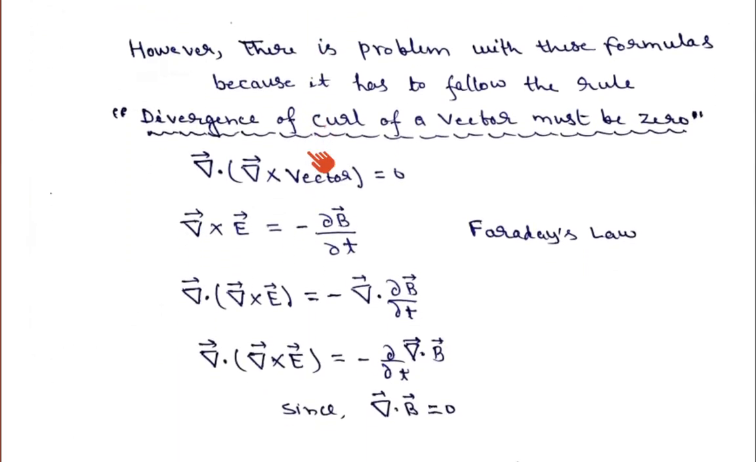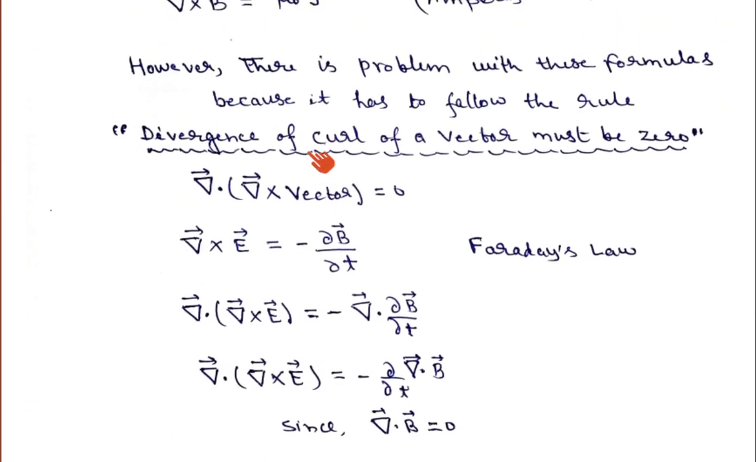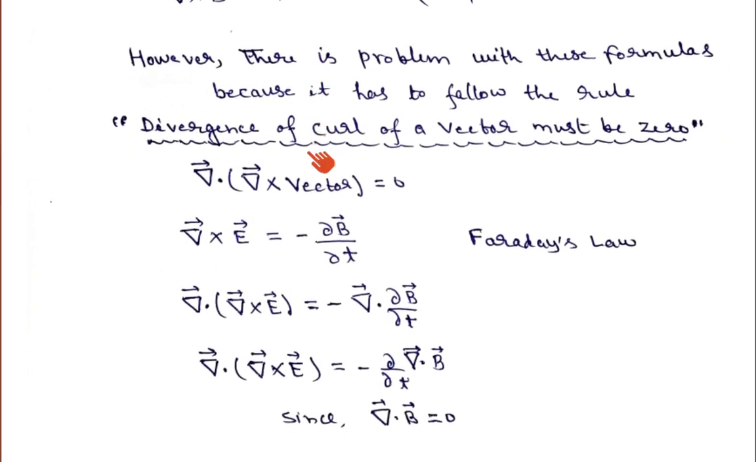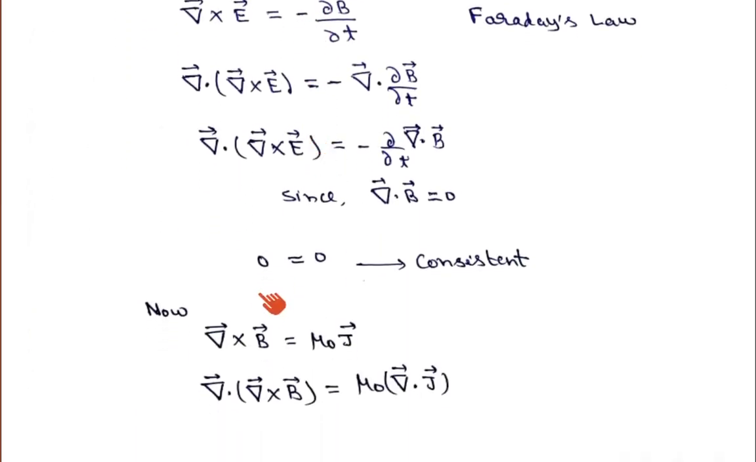Now we are remaining with one equation, that is Ampere's law of magnetism. So if we check Ampere's law, del cross B is equal to mu 0 J. If we take divergence of both sides, on the left side we get divergence of del cross B is equal to mu 0 divergence of J. We know that the divergence of a curl of a vector is always equal to 0, so this left hand side becomes equal to 0. But on this side we have mu 0 divergence of J.